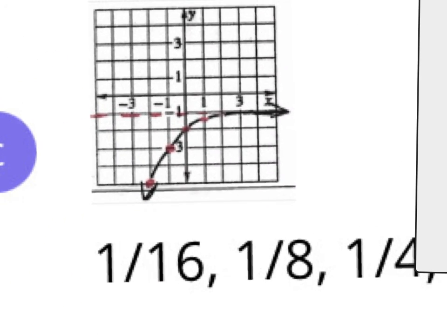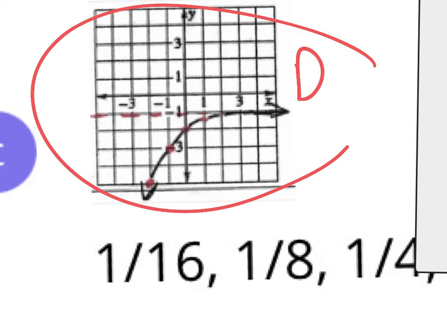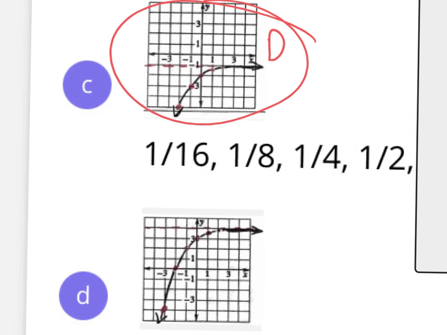This is also a decay function. I know you're thinking, wait, it looks like it's growing. Yeah, but from left to right, it's getting closer and closer. It's not growing away from the asymptote. It's decaying towards the asymptote. So from left to right, if it's growing away from the asymptote, it's a growth function. If it's decaying towards the asymptote, that's a decay function. So this one's also a decay function, so this is a correct answer as well.